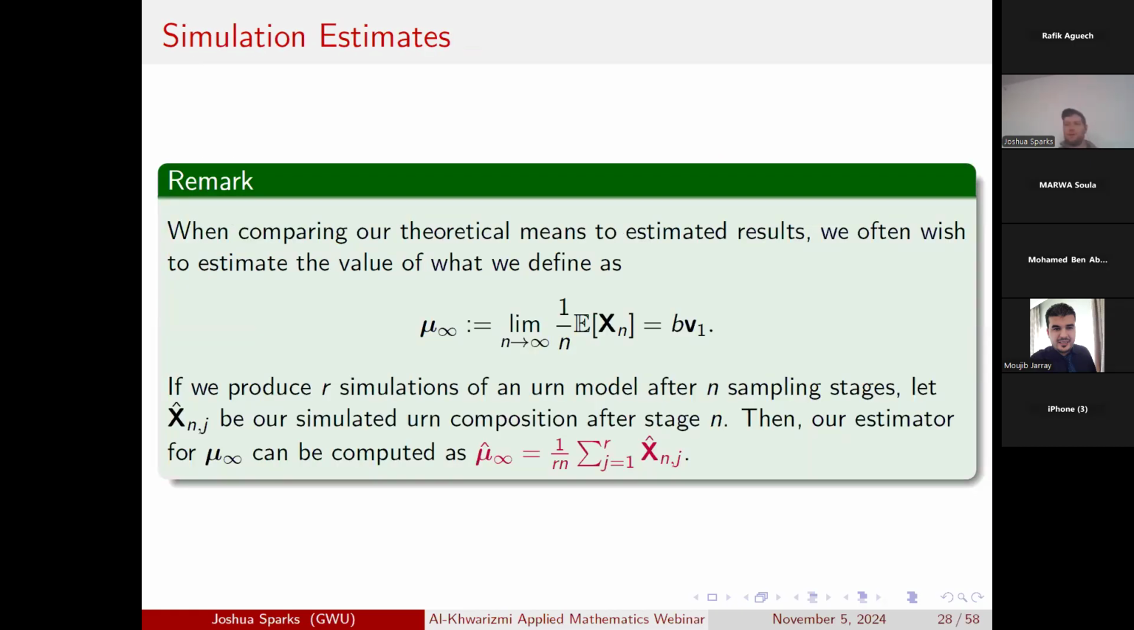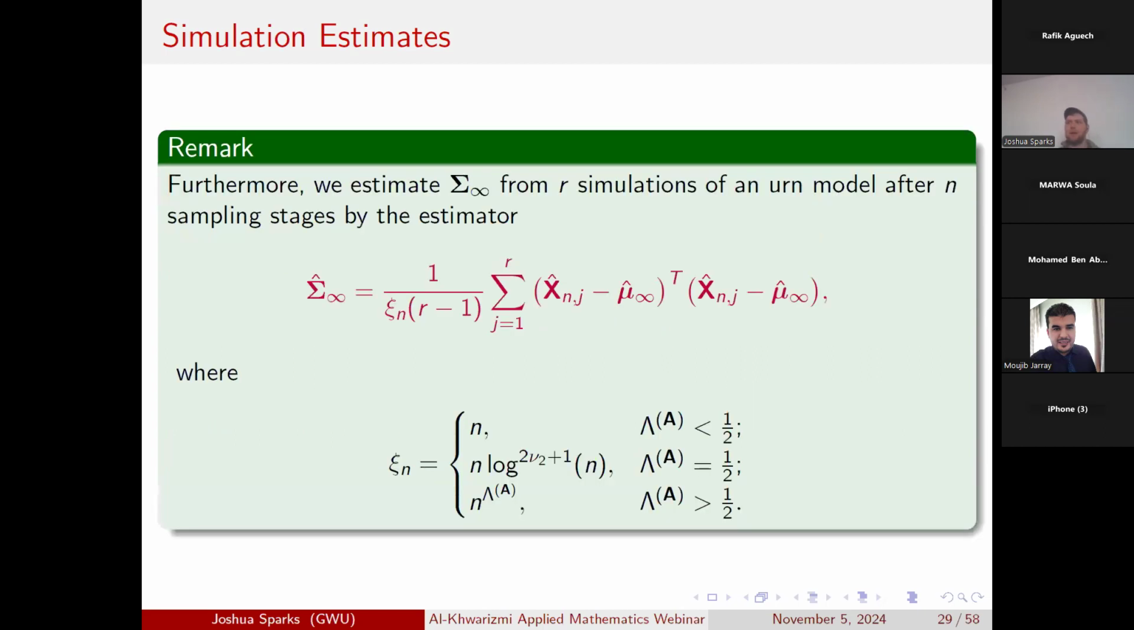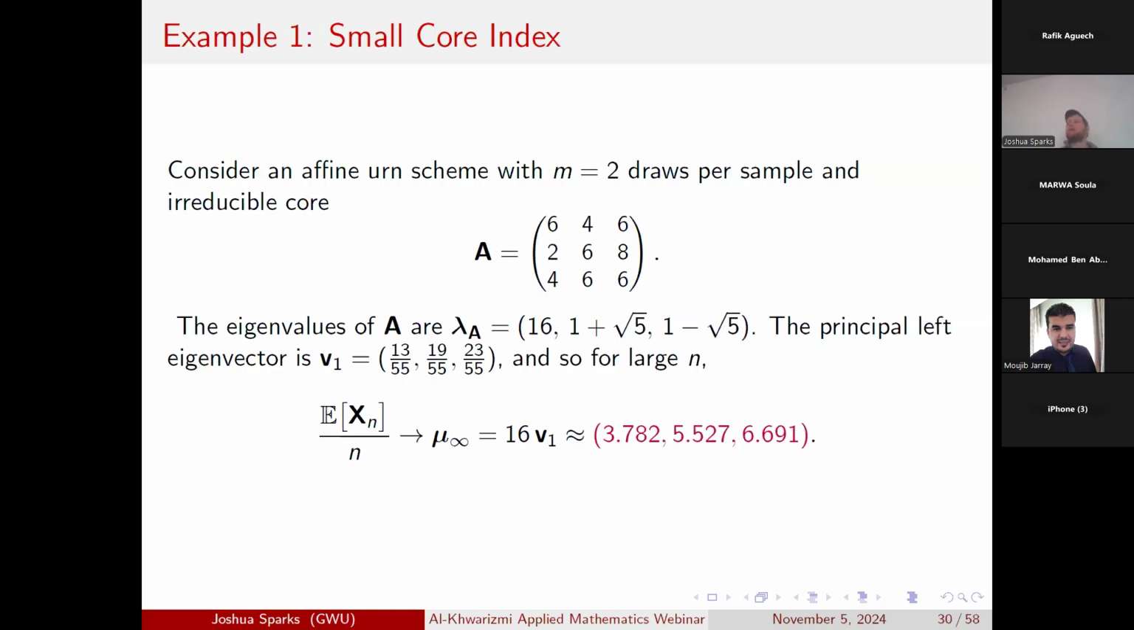I do a couple of simulations, and my apologies, I'll be done in a couple minutes. We do a couple of simulations where I am drawing a number of values, and I can simulate these urns pretty easily, and then create estimated mu hat values for what we expect these values should converge to, as well as get values for the covariance matrix. And so for some examples, there's an affine urn matrix where there's two draws per sample.